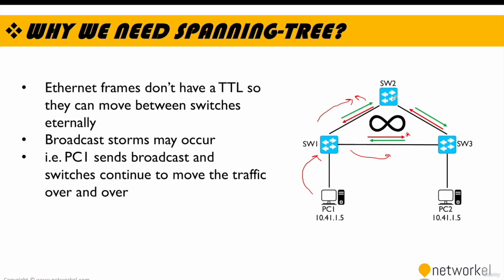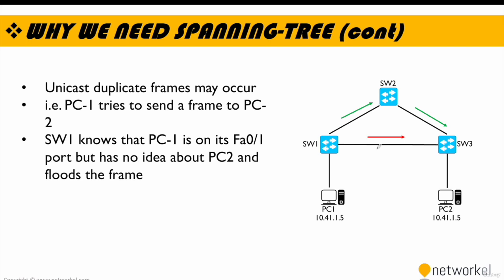Then switch 2 will have this same broadcast packet and it will continue flooding it in the direction of the green arrow. The same will reach switch 3 and switch 3 will also continue to flood it out. Okay, so there is a broadcast storm in two directions. The first direction is the green arrow direction. The second one is the red arrow direction. Okay, so moving forward, why do we need spanning tree?